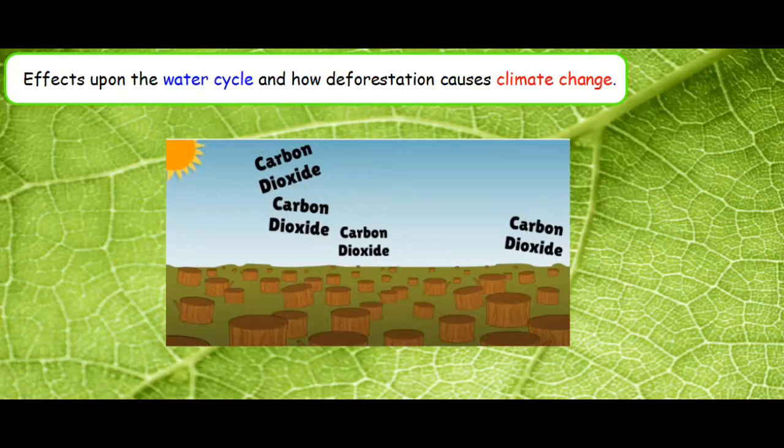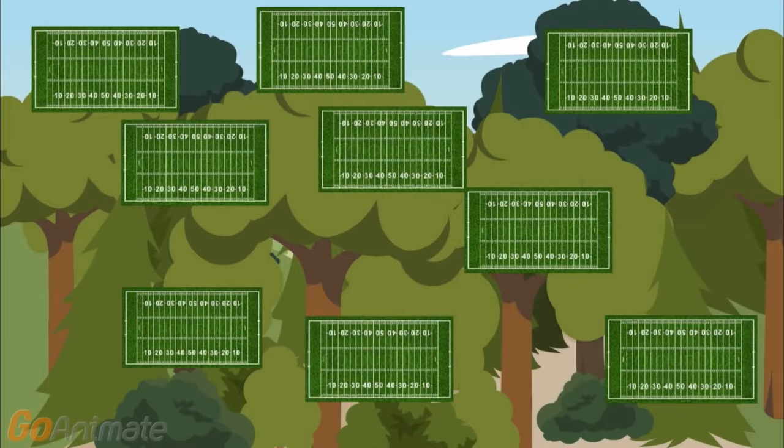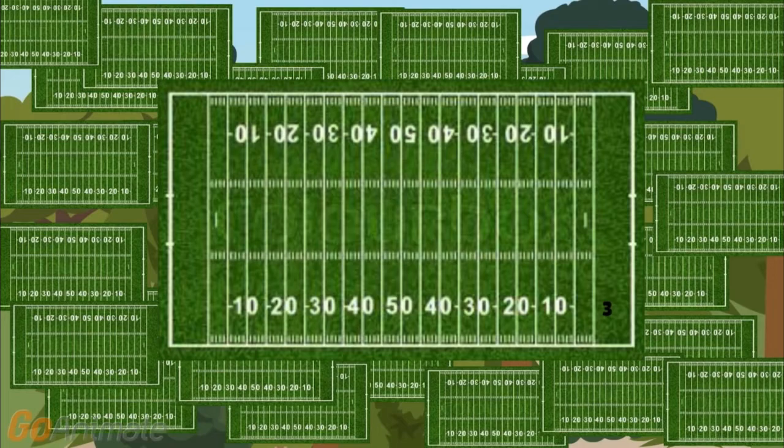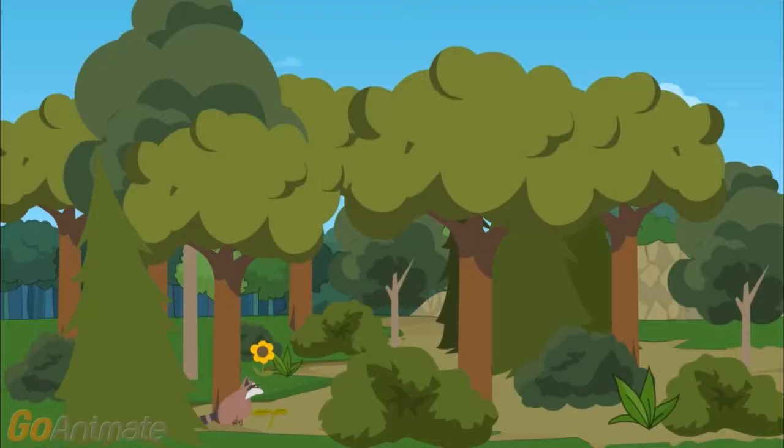So what effect will deforestation have upon the water cycle and our Earth's climate? Let's take a deeper look at these two interconnected areas now. But the problem is the rate at which we harvest them. Currently, humans are cutting down forests at a rate of 36 football fields per minute. Deforestation affects many ecosystem functions, but the question we're asking in this video is, how does this affect the climate?